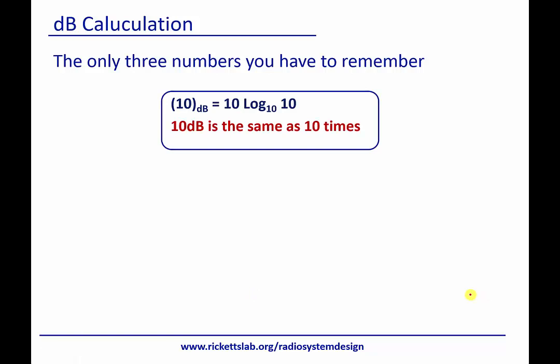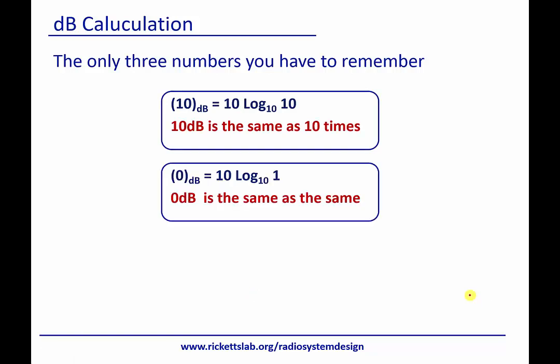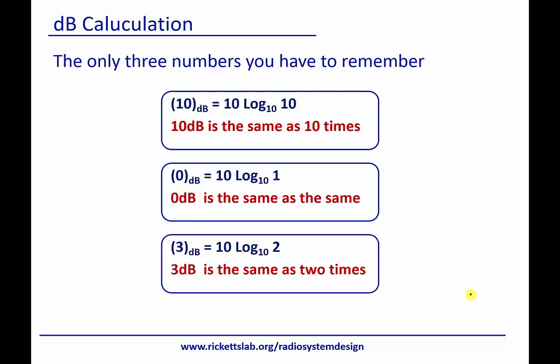10 is 10 dB, that's easy to remember. 0 dB is 1, so 0 dB is the same as the same. What this means is if I take a signal and I multiply it by 1, I haven't done anything to it, so there's a 0 dB change. And 3 dB is the same as 2 times. This is probably the most used one, and it's pretty easy because 3 dB is twice, 6 dB is 4 times, and 9 dB is 8 times. So you can move through this pretty quickly.